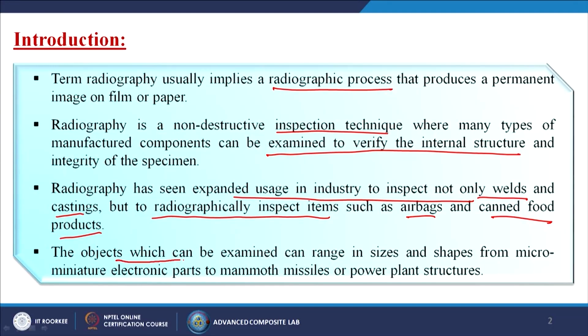The objects which can be examined range in size and shape from micro miniature electronic parts to mammoth missiles or power plant structures. So, there is no particular size-specific testing. From a small component to a large component, we can do this kind of testing.